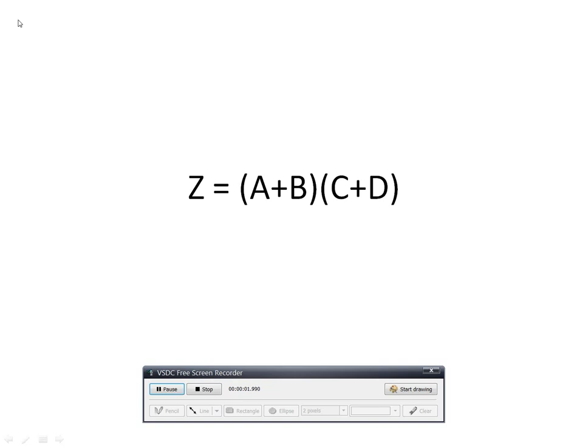Good morning, Destiny. I got your email concerning the assignment I gave you about the question Z equals (A + B) multiplied by (C + D).